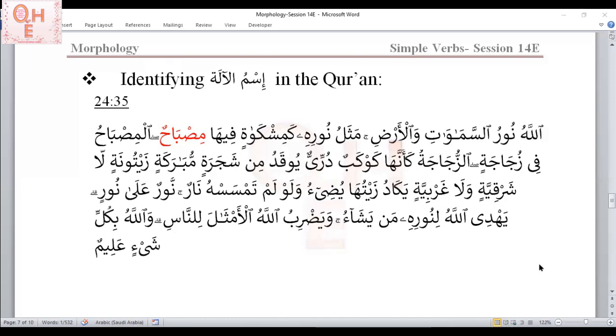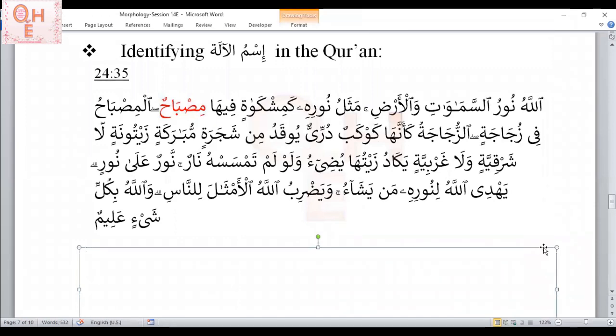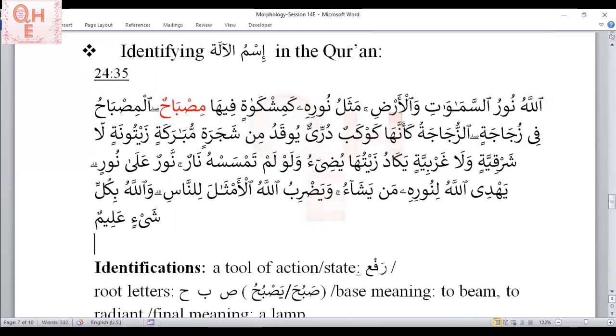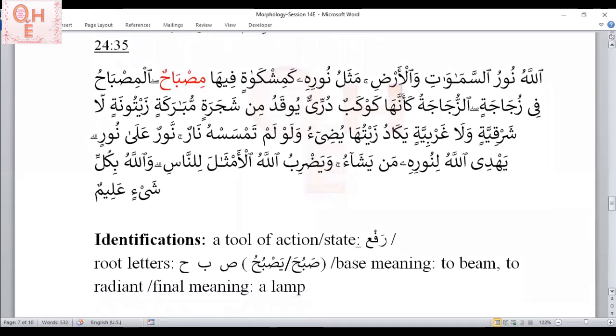And we do not see anymore. Okay, let's go over the details, inshallah. So what will be the identification of misbahun? Obviously it matches with one of the patterns.